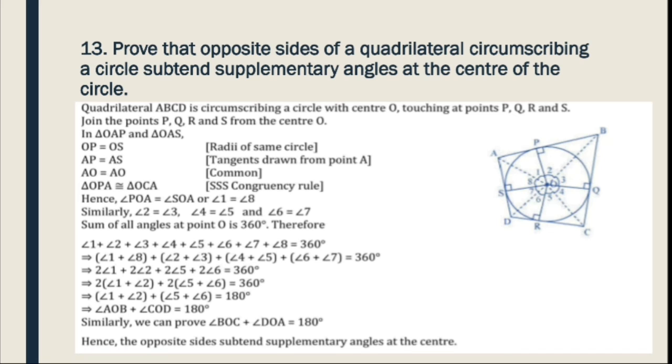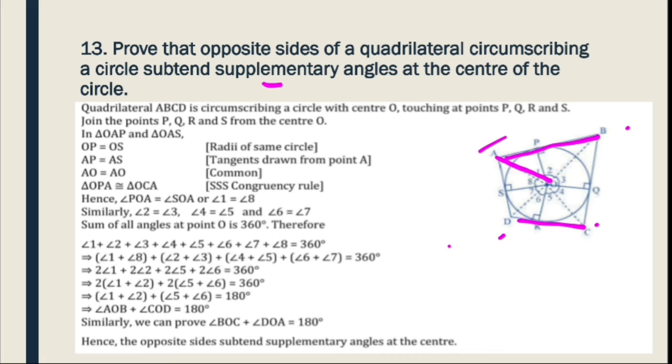The question is, prove that the opposite sides of a quadrilateral circumscribing a circle subtend supplementary angles at the center of the circle. Okay, the meaning of this question is, here ABCD is a quadrilateral which circumscribes a circle, and as you can see, AB and DC are opposite sides. The question is, this AB and CD will subtend supplementary angles at the center.